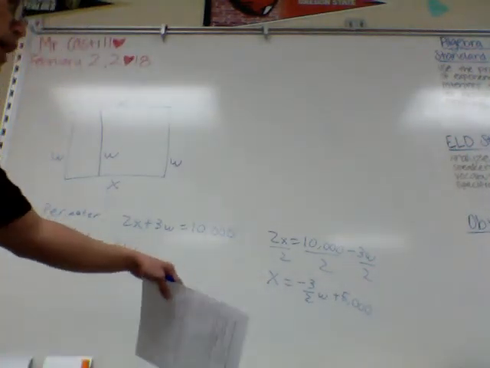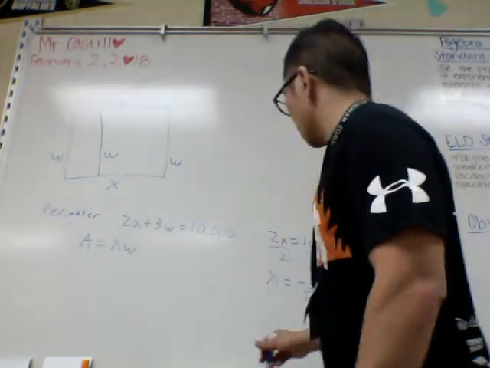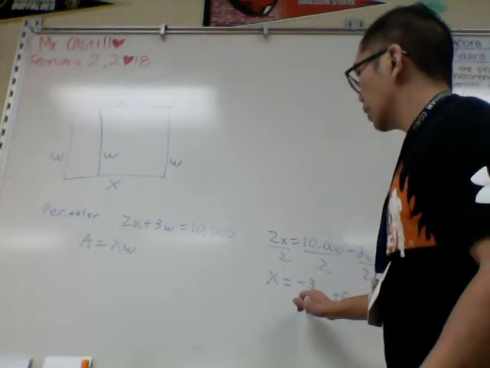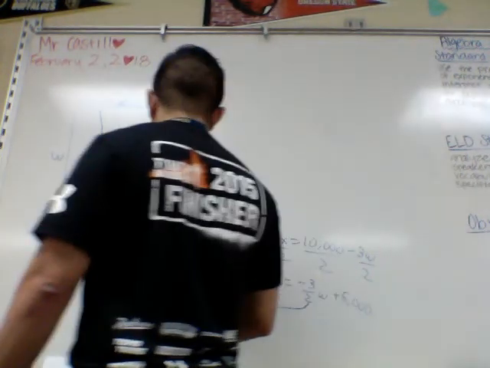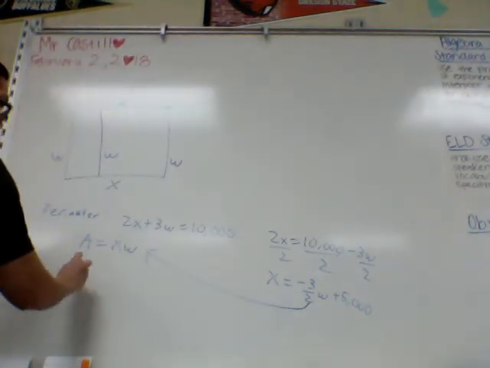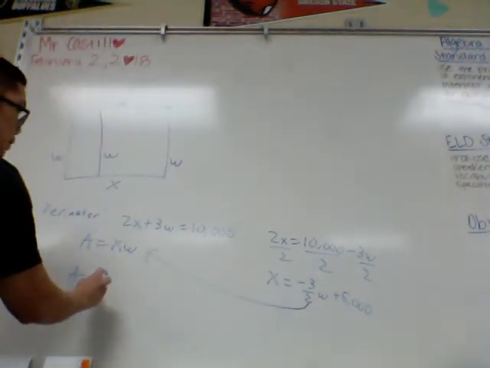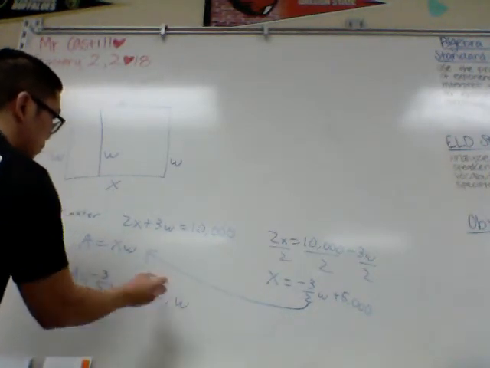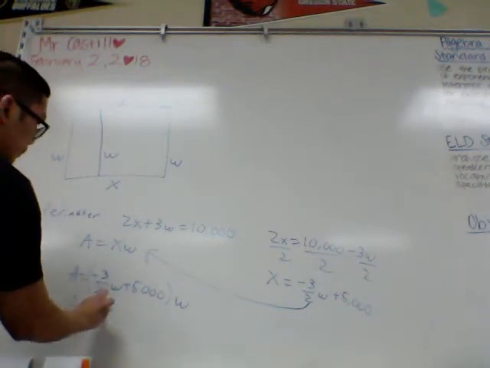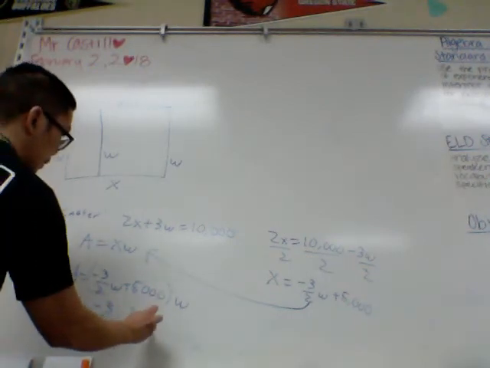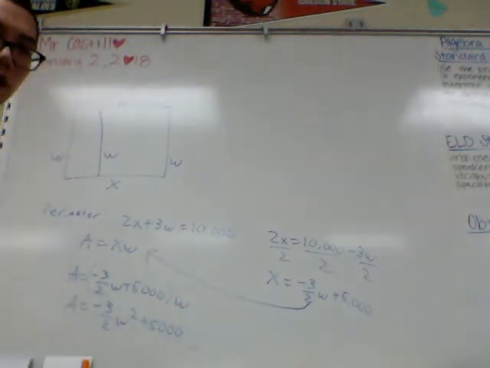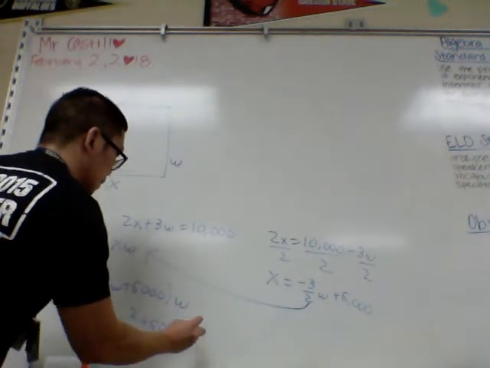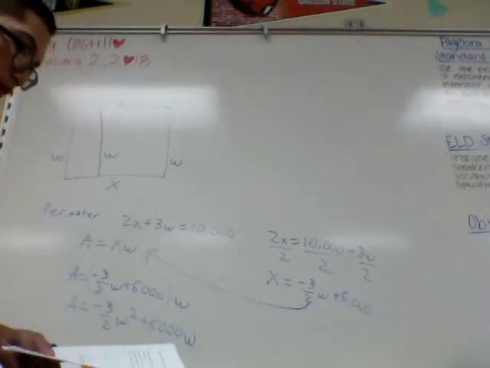Now that I have that, I just plug it into this equation. This is going to go into here. And so the area will be negative 3/2 w plus 5,000, and this is all multiplied by w. We bring the w in. And so you have an area equation of negative 3/2 w squared plus 5,000w.